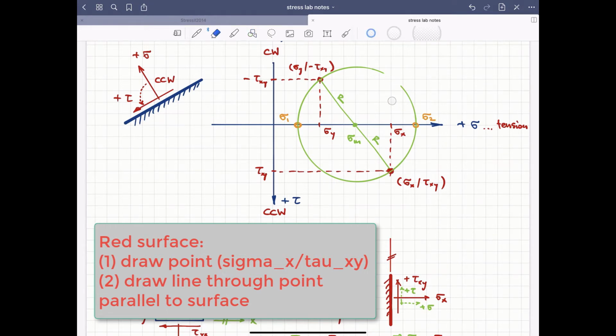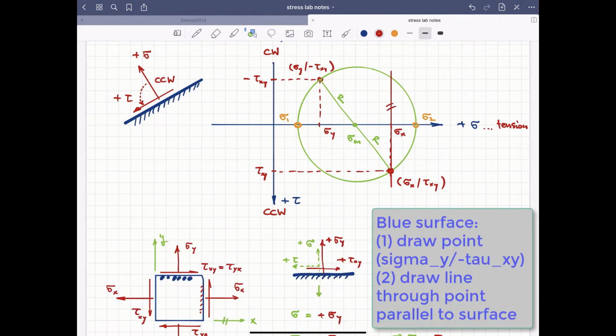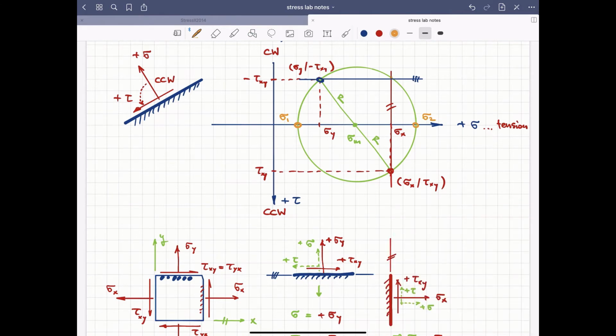Let's combine the information that this red surface belongs to the point sigma x, tau xy, by simply doing a parallel translation of that surface through that point. We do a similar thing with the blue surface, which is in our case a horizontal surface. The point belonging to that stress state is sigma y and minus tau xy, and we again simply do a parallel translation of that surface through that stress point.